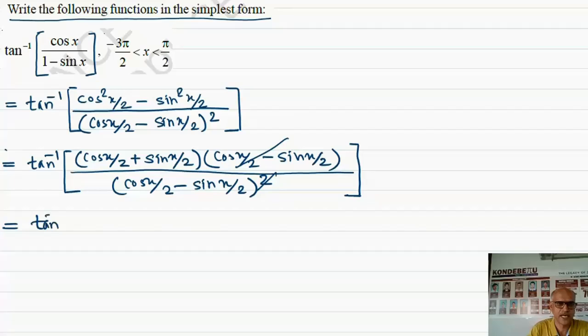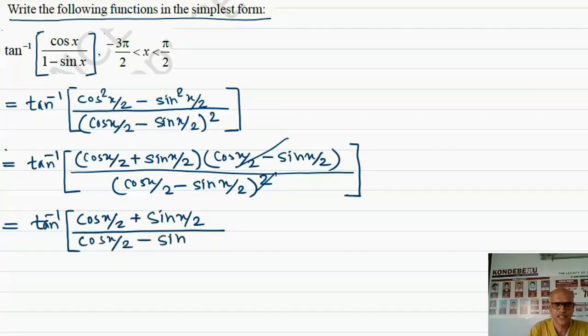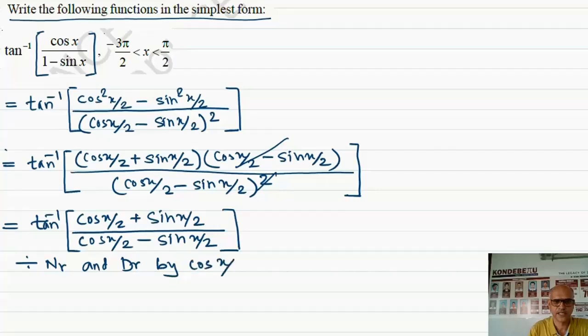So what remains is tan inverse, numerator is cos x by 2 plus sin x by 2 and denominator will be cos x by 2 minus sin x by 2. Now you get tan inverse in this form, that is cos x by 2 plus sin x by 2 divided by cos x by 2 minus sin x by 2. Now divide both numerator and denominator by cos x by 2.